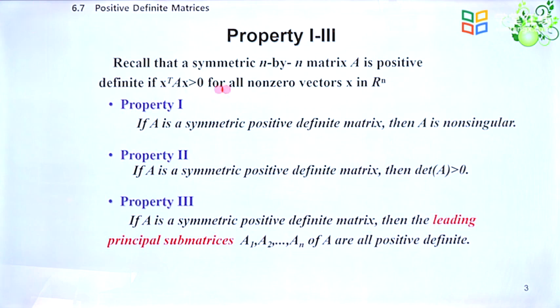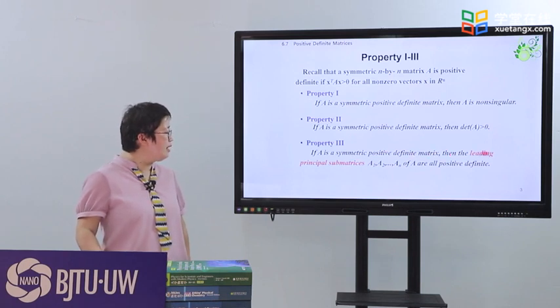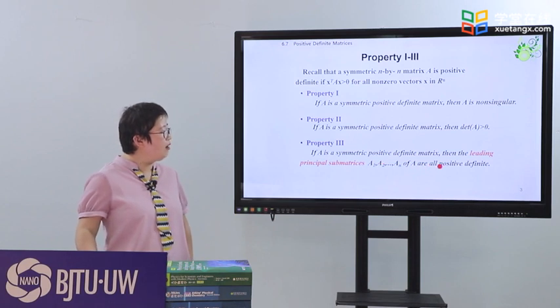Recall that a symmetric n by n matrix A is positive definite if x transpose A times x is greater than 0 for any non-zero vectors in R^n. Property 1: if A is a symmetric positive definite matrix, then A is non-singular. Property 2: if A is a symmetric positive definite matrix, then the determinant of A is greater than 0. And property 3: if A is a symmetric positive definite matrix, then the leading principal submatrices A1, A2 till An of A are all positive definite.